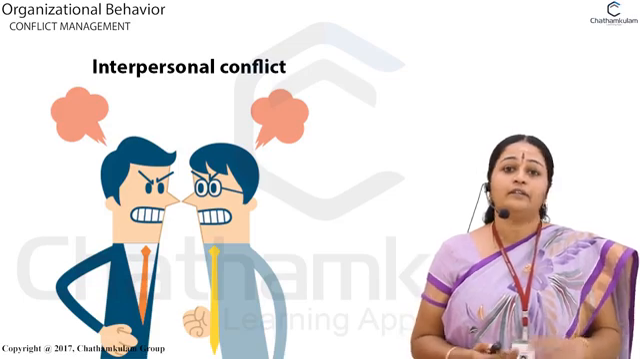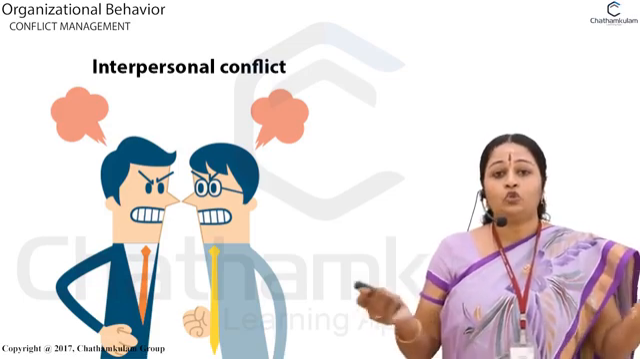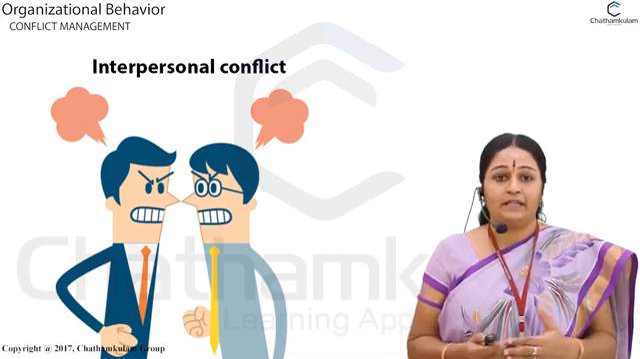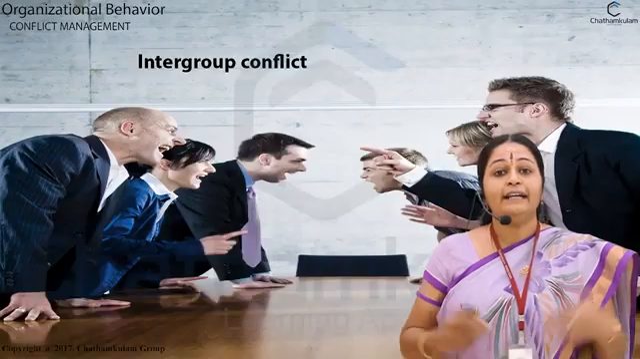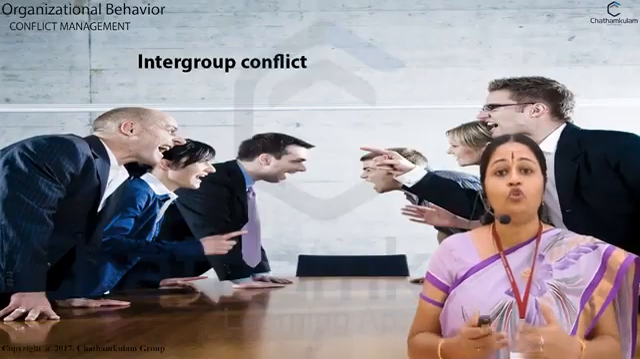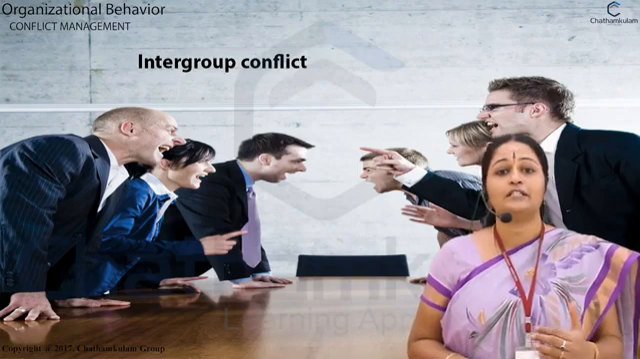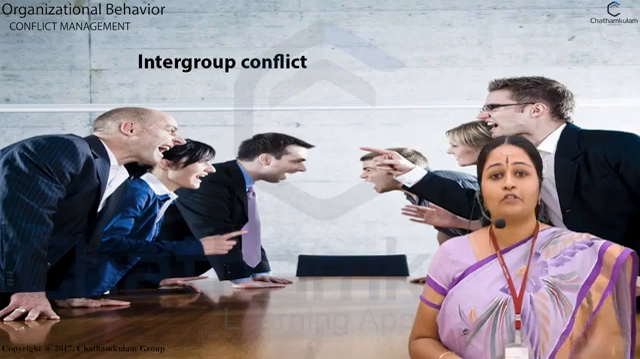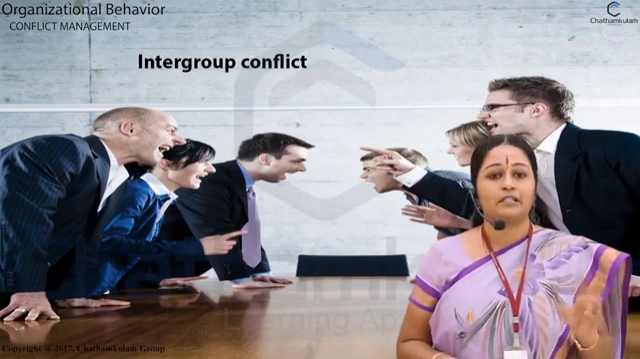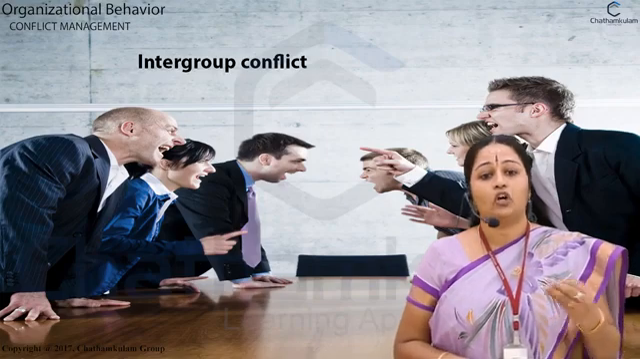Interpersonal conflict. This happens between two individuals. When two people have difference of opinion, conflict arises. This is called interpersonal conflict. Intergroup conflict. Between two groups, conflict might arise. We can also classify this intergroup into intragroup also, because this intragroup is also considered as interpersonal conflict. That is, people among the group will have certain conflict.